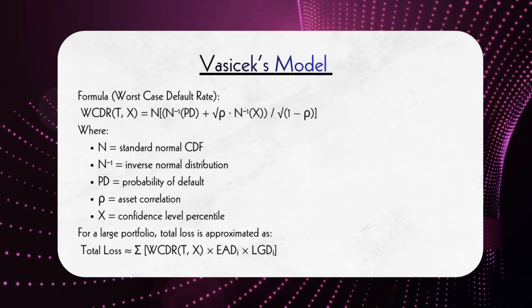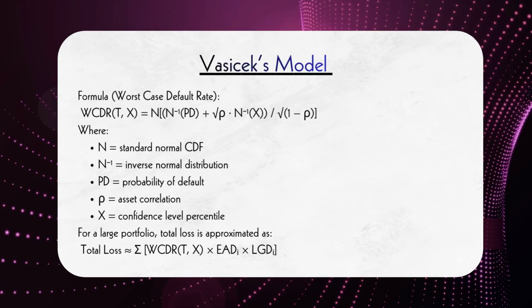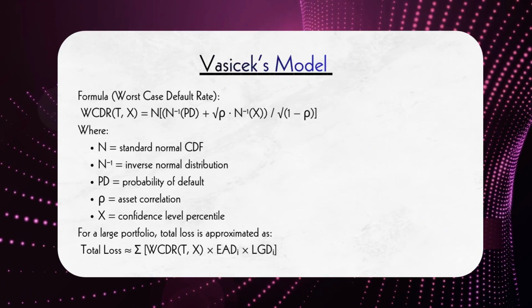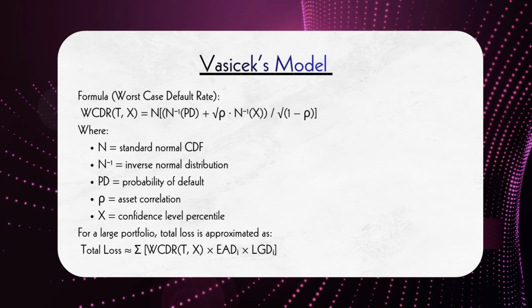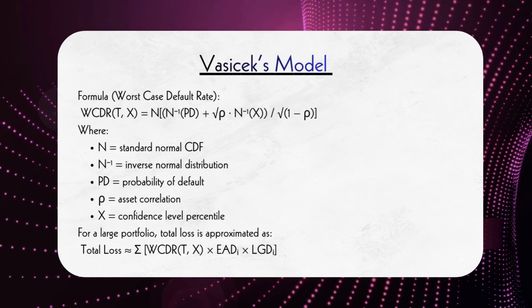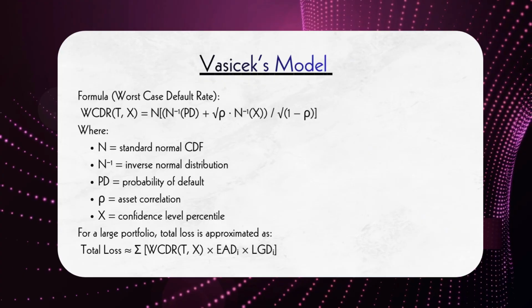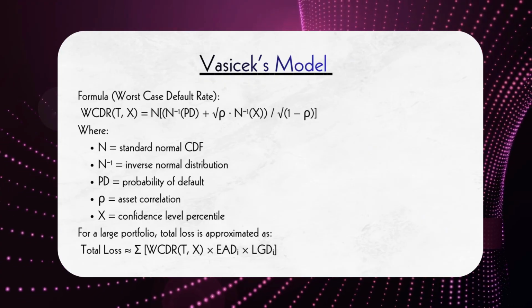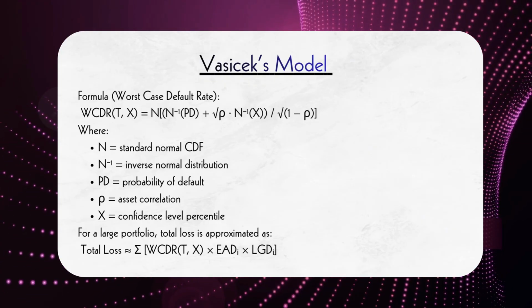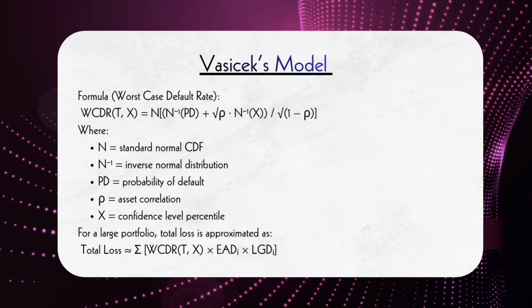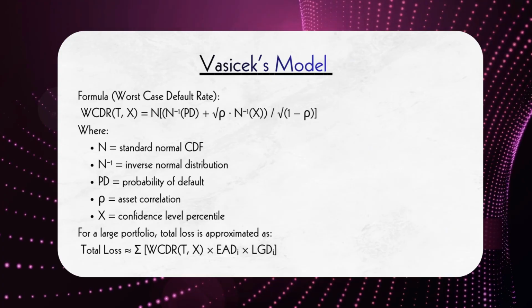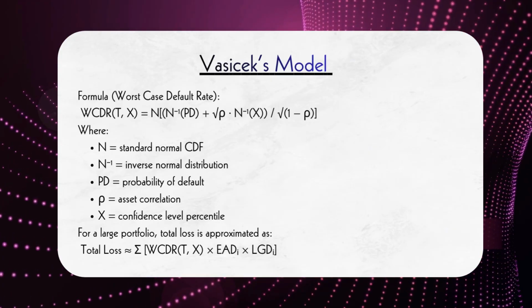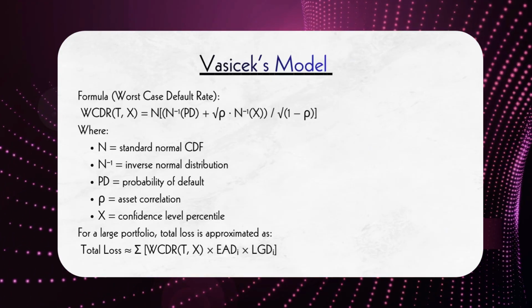The key formula is WCDR(T, x) equals N[(N⁻¹(PD) + √ρ · N⁻¹(x)) / √(1 − ρ)]. Here, PD is the probability of default, rho is asset correlation, and x is the confidence level. Once we calculate WCDR, we estimate total portfolio loss using total loss approximately equals Σ WCDR times EAD times LGD.